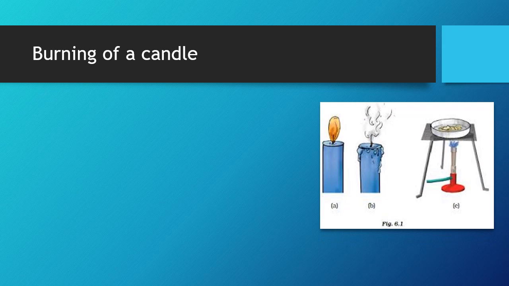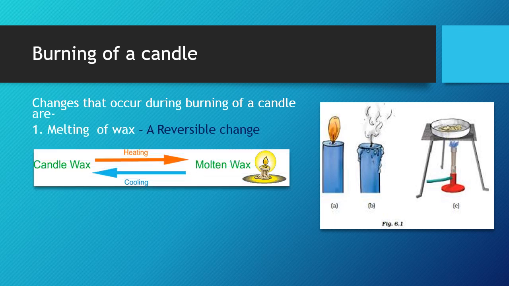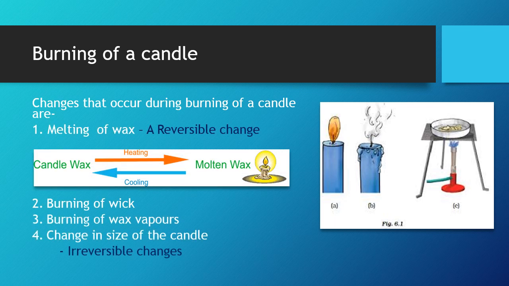Children, let us see one last example for how heat can bring about a change. Burning of a candle. Now, what are the changes that occur when a candle is burning? 1. Melting of wax. As the wax gets heated up, it melts and becomes a liquid. But you know that melting is a reversible change. The liquid wax becomes a solid when it gets cooled down. So this is a reversible change.